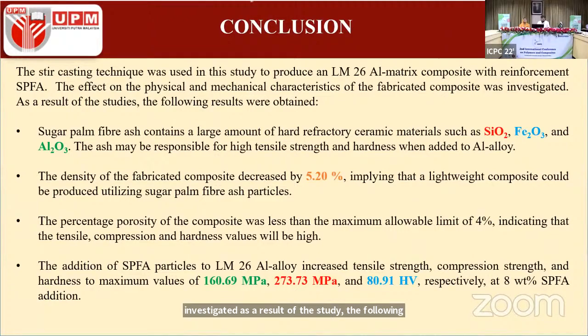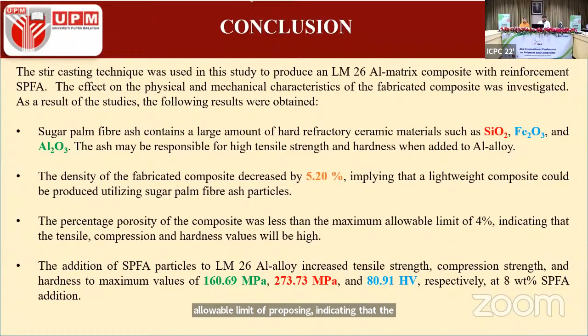Number one, sugar palm fiber ash contained a large amount of hard refractory ceramic material such as SiO2, Fe2O3, and Al2O3. The ash may be responsible for high tensile strength and hardness when added to the aluminum alloy. The density of the fabricated composite decreased by 5.2%, implying that a lightweight composite could be produced utilizing sugar palm fiber ash particle. The percentage porosity of the composite was less than the maximum allowable limit of 4%, indicating that the tensile, compression, and hardness values will be high.